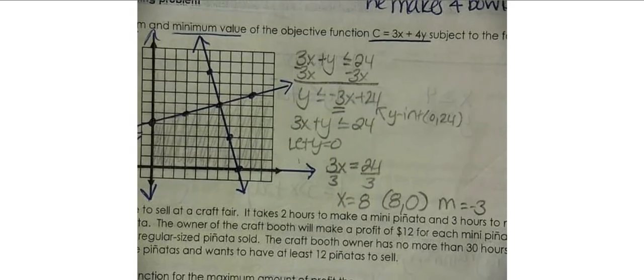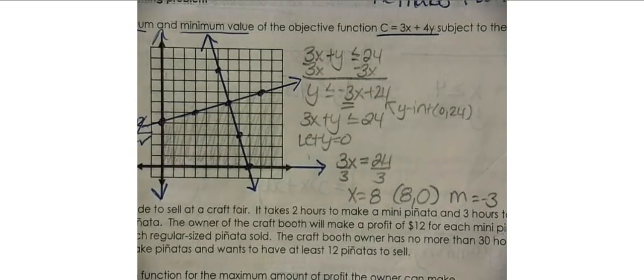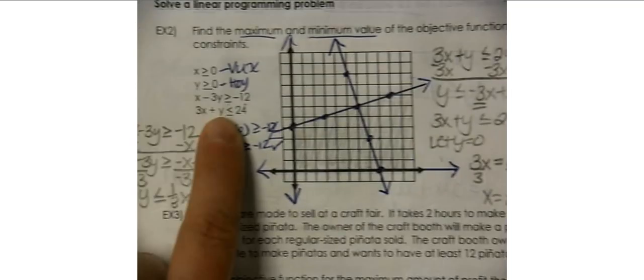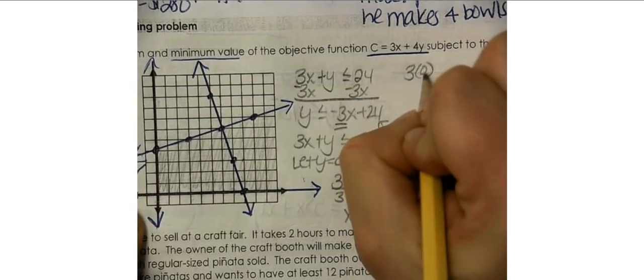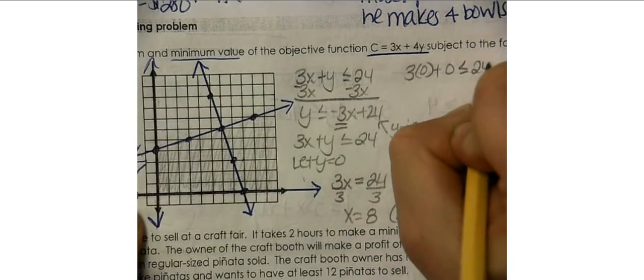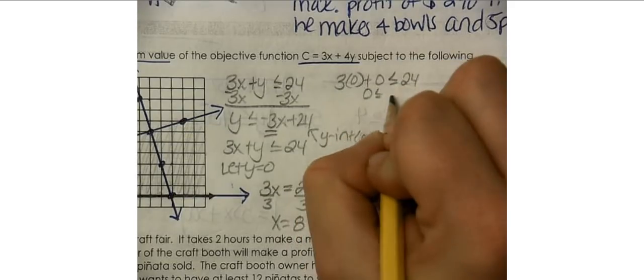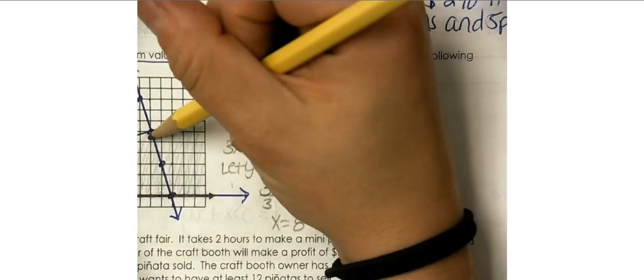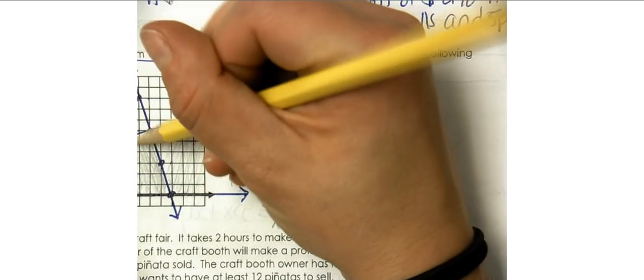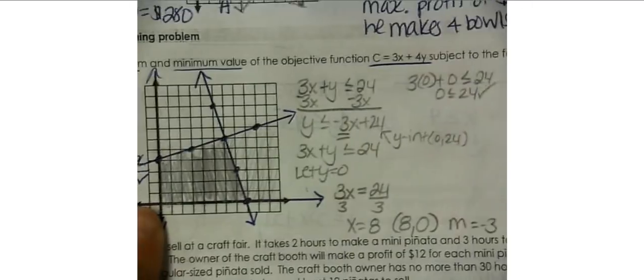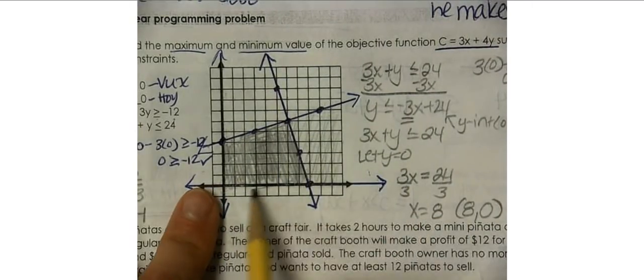So now I need to test a point to see which one will work. So I'm going to test 0, 0 into my original problem. 0, 0 is not on this line, so I'm going to write 3 times 0 plus 0 less than or equal to 24. Yeah, 0 is less than or equal to 24. Cool. So that means that I'm going to shade on the side that has the 0, 0. And I'm only interested in the region that has already been shaded, so I'm just going to shade below. That means that this piece over here, I'm not interested in it, so I'm going to erase it. And now I have my feasible region.